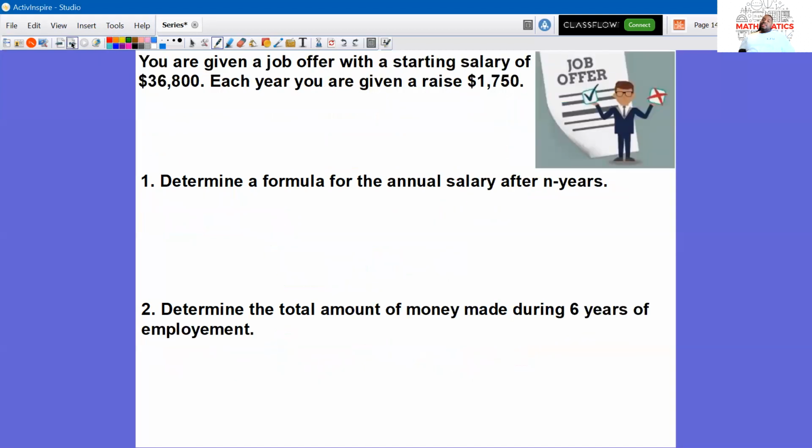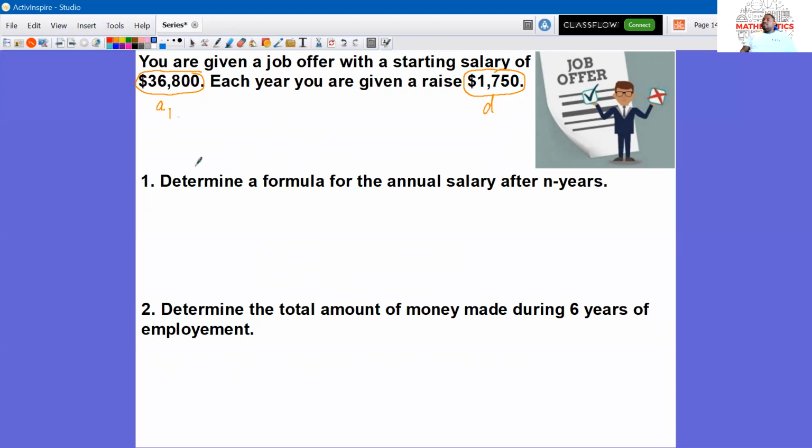All right, so here is another application involving arithmetic sequences. It says you're given a job offer with a starting salary of $36,800. Each year you're given a raise of $1,750. Part 1 says determine the formula for the annual salary after n years. And part 2 says determine the total amount of money made during 6 years of employment. If we break this down, this is a starting salary, so this will be A1. And every year I'm given a raise of $1,750, so that would be the common difference, d.